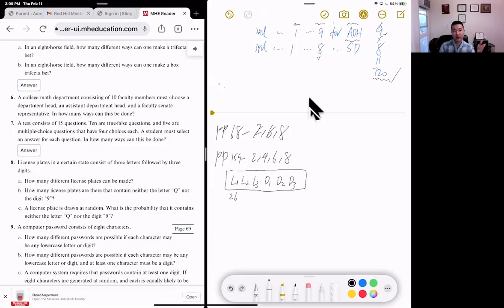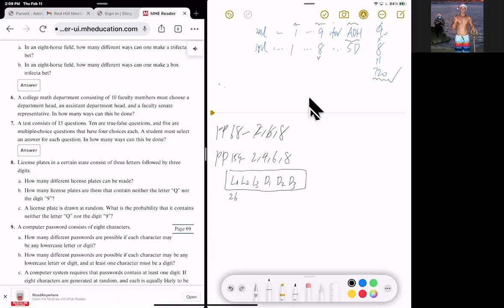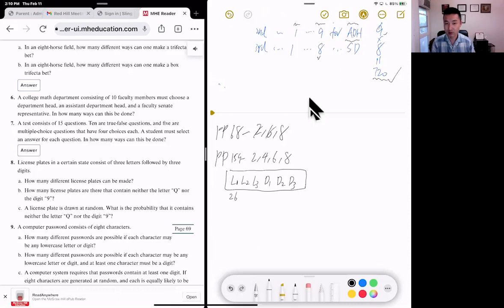For letter 2, how many choices do we have? Is it 25? It is 26, because it didn't say we cannot repeat the same letter as in letter 1. So again, we have 26 choices for letter 2. So step 1, 26, times step 2, 26, and step 3 will again be 26.